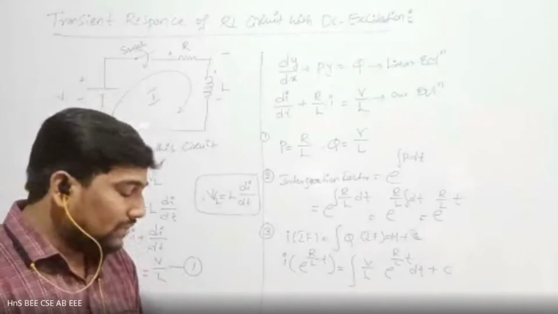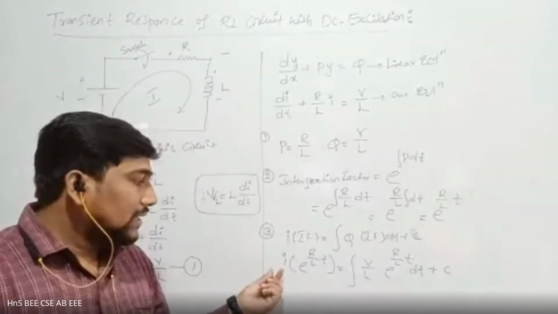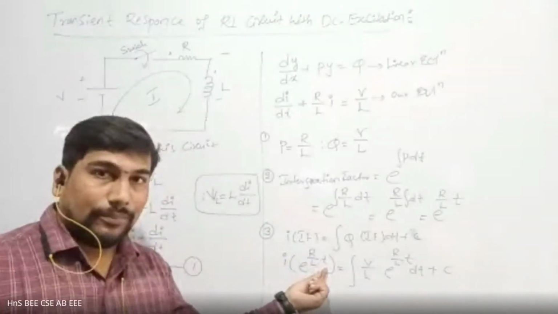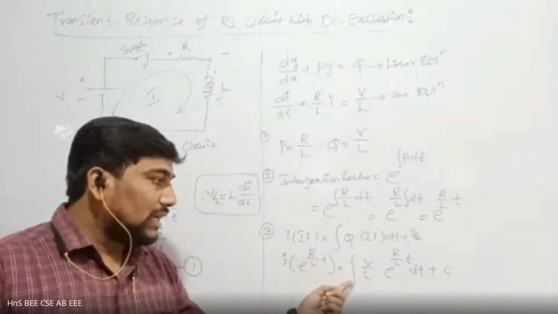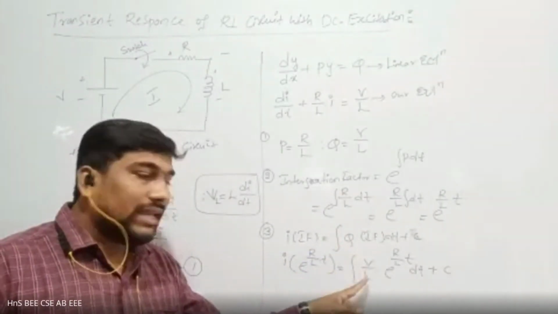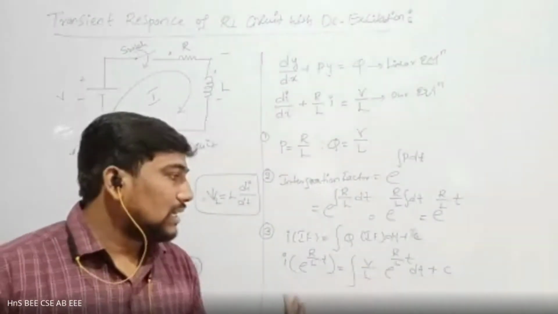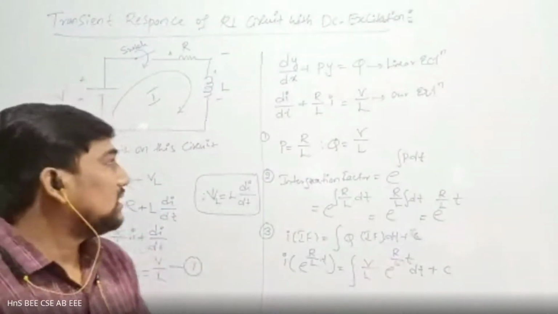Now you have to do the integration for this one. Sir, I equal to what? I into exponential of r by L into t equals the integration. IF is nothing but this one, and Q is called v by L. Substituting IF in this equation, we can get the final equation. Now you have to integrate this total term, then we can get some answer.